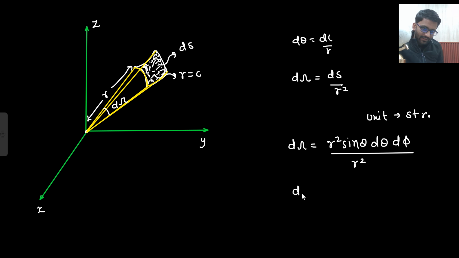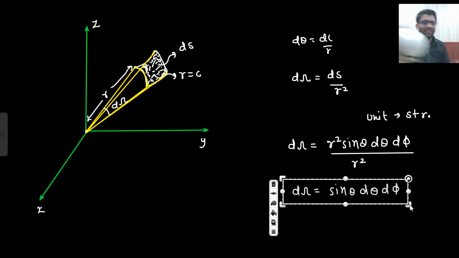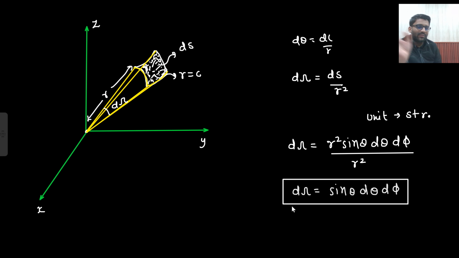So your solid angle is coming out to be sin theta d theta d phi. This theta word is very complex. Who put that word? Instead we could have used sin A sin B. Why sin theta? Okay, theta is very complex. Yeah, so this is the solid angle.